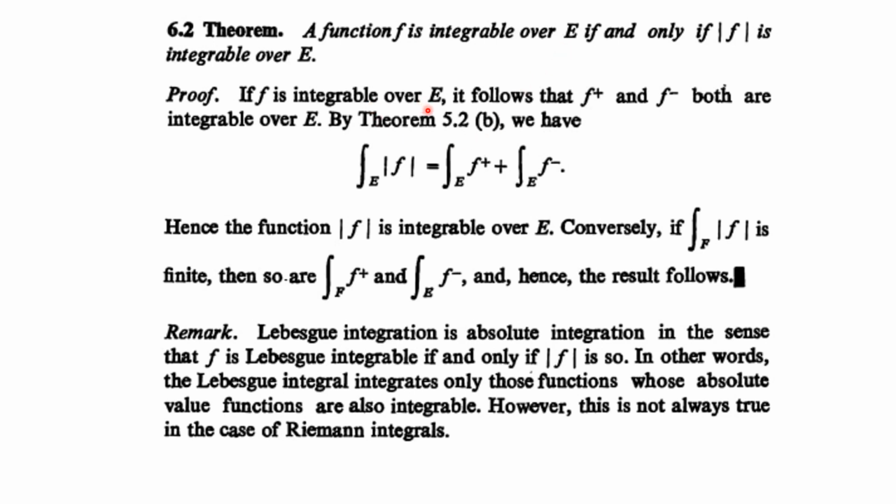So this theorem is very important, which says the relation between f and mod of f. Whenever our f is integrable, it means the value of the integral is finite. It is a Lebesgue integral. The Lebesgue integral of this function exists, and moreover the value is finite. Then mod of f is also Lebesgue integrable and its value is finite, right? And vice versa, right? So this is a remark that Lebesgue integration is absolute integration, meaning f is integrable if and only if mod of f is so.